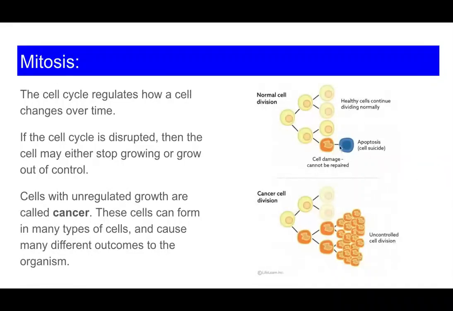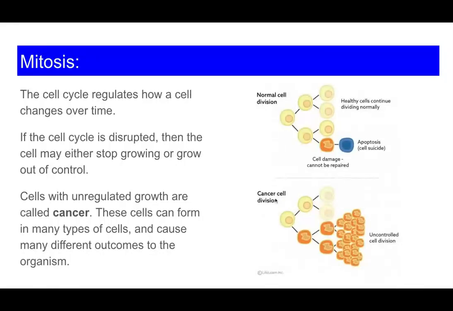Sometimes, though, something happens and a cell is damaged. So if we can't repair it, the body performs apoptosis, is what it's called. And so the cell just sort of dies off and goes away. And that's great, so that we don't pass on something that could be harmful to the body.